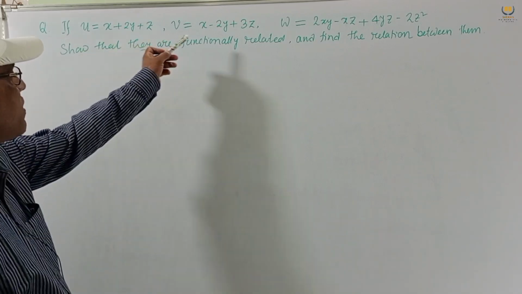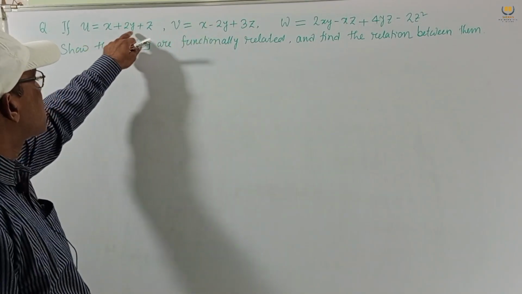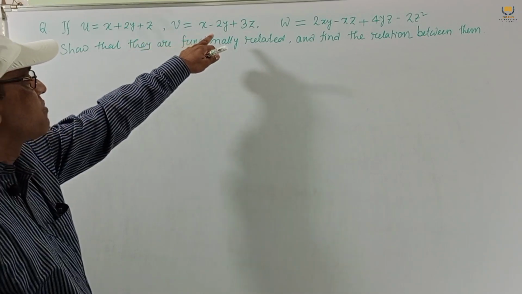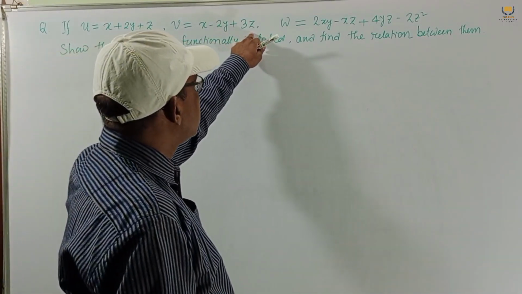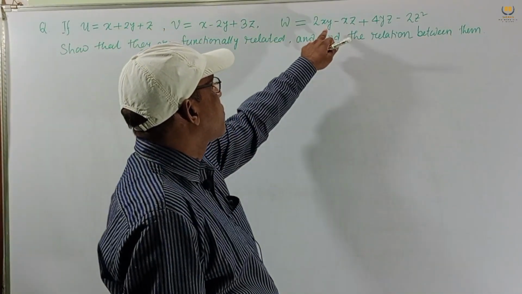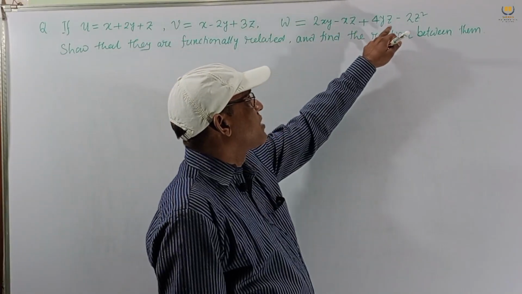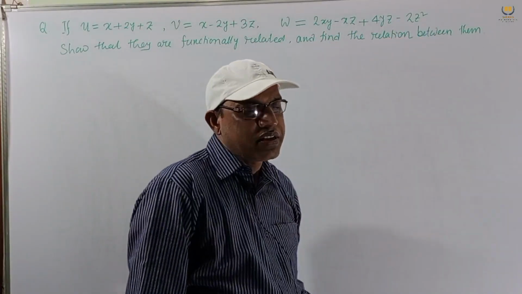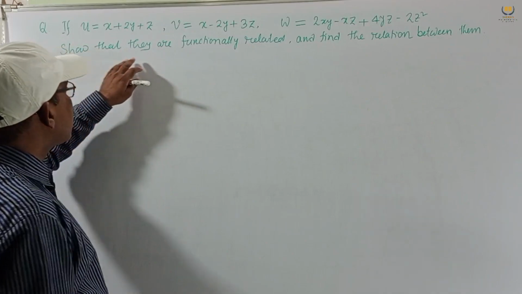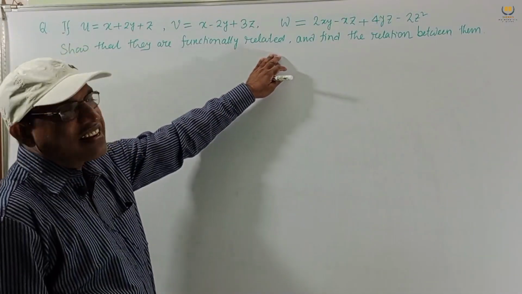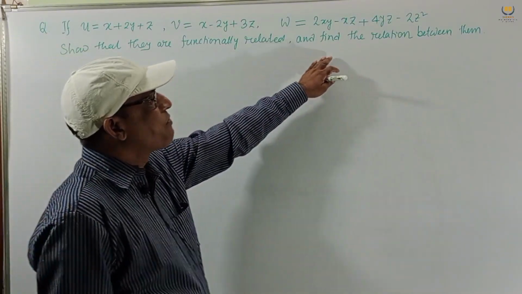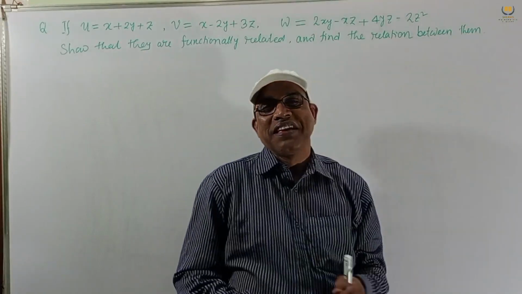U is given, V is given. U equals x plus 2y plus z, V equals x minus 2y plus 3z, and W equals 2xy minus xz plus 4yz minus 2z square. Show that they are functionally related and find the relation between them.